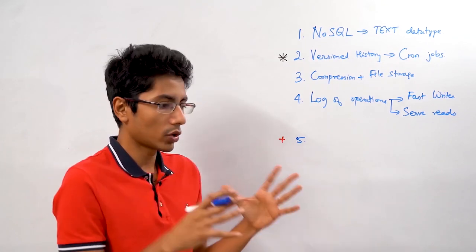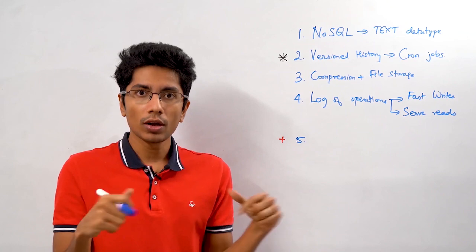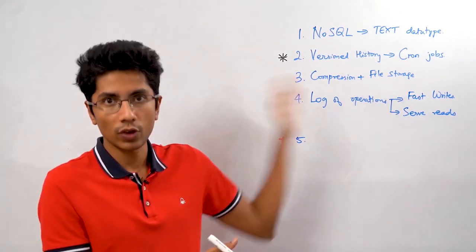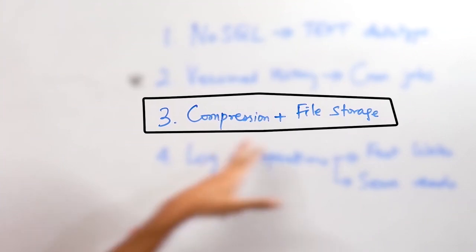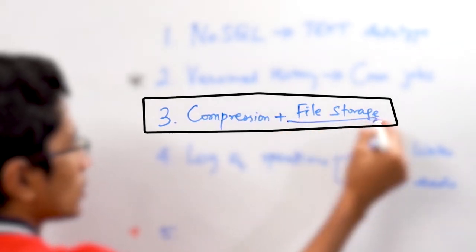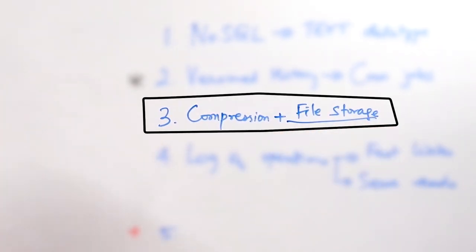But we also talked about reducing the peak load by splitting our cron jobs into 30 pieces and then finding hash buckets for every document. The next point is that we are going to be using compression to keep the document sizes small. And also we are going to be using file storage for archived documents. So that's going to bring the cost down.